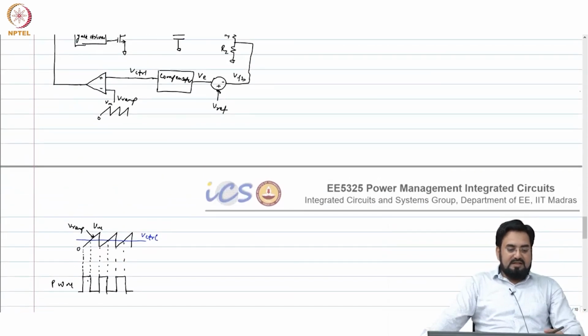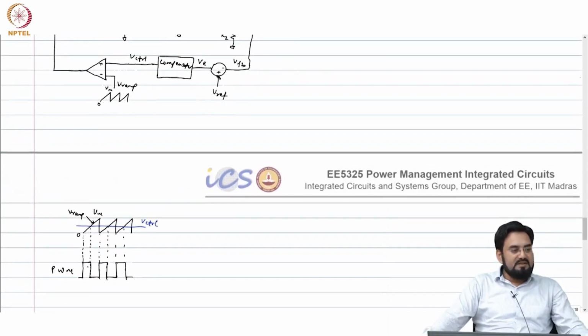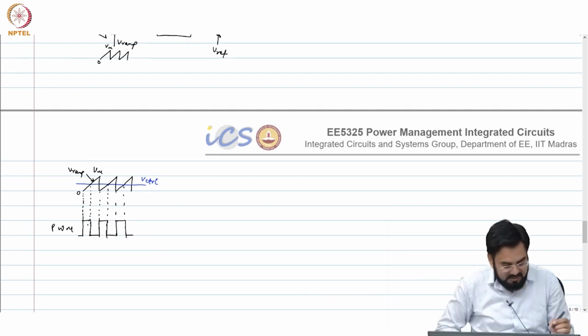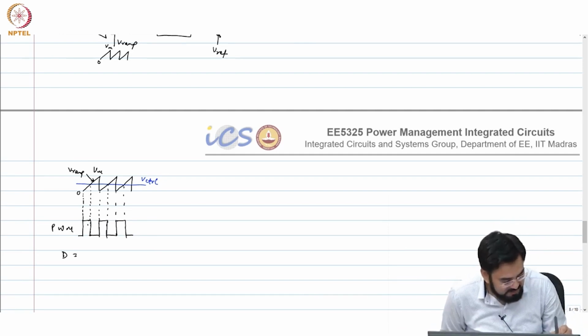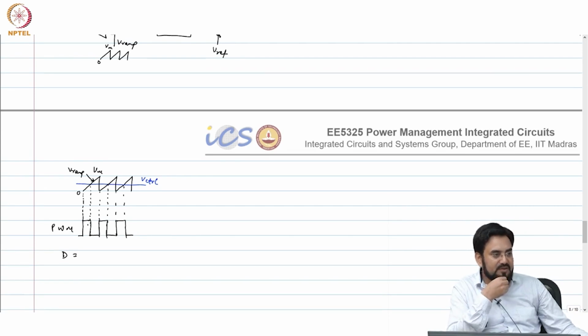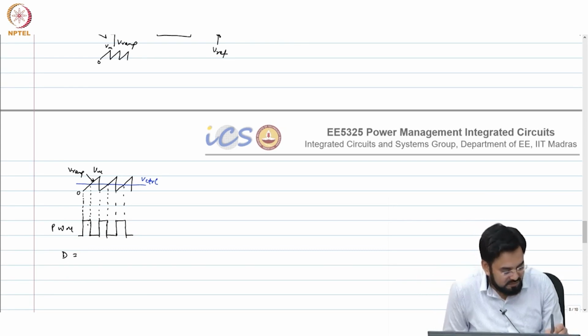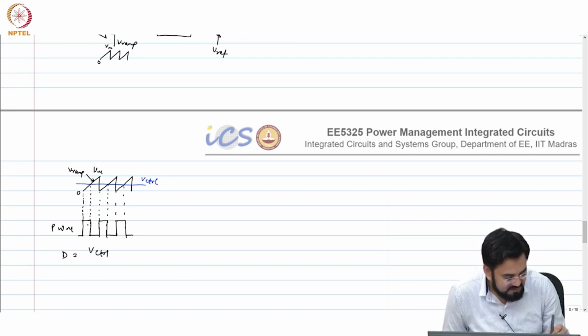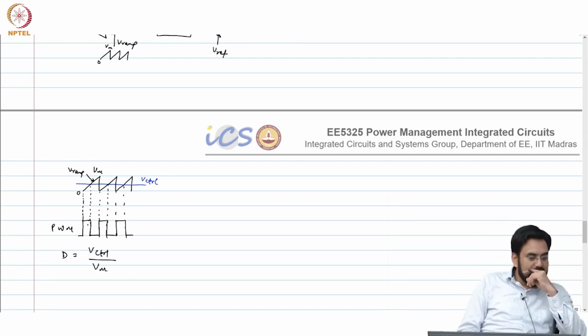So in terms of V control and Vm, if I want to write the duty cycle, what will be the duty cycle? If, let's say, V control becomes 0, what is the duty cycle? 0. Okay. If V control becomes Vm, what is the duty cycle? 100%. So it's just a linear function of your V control. So D is nothing but VCTRL over Vm.